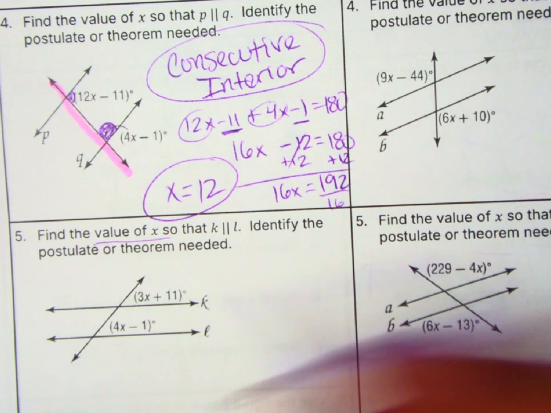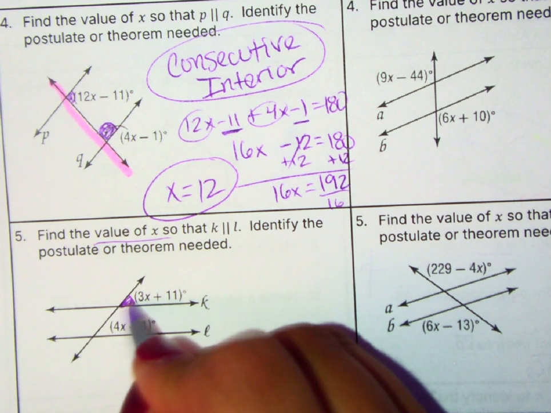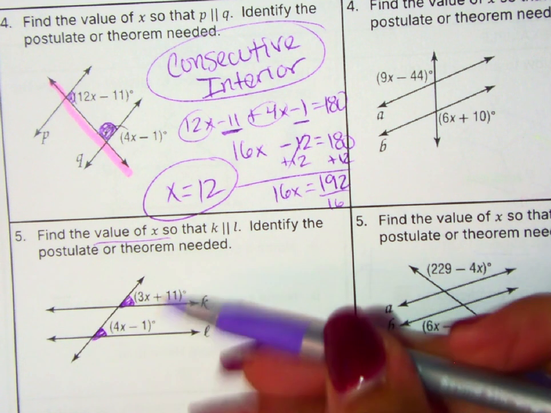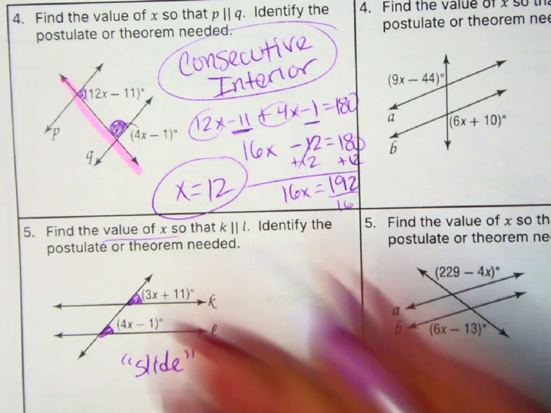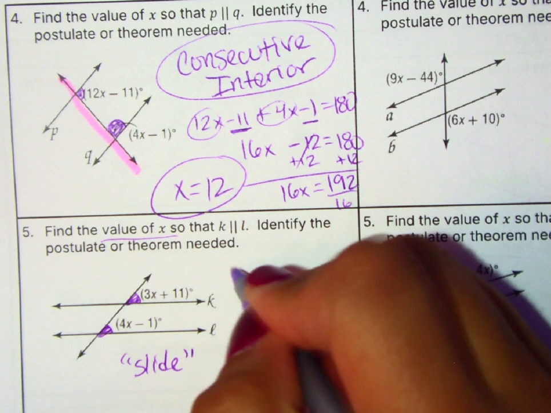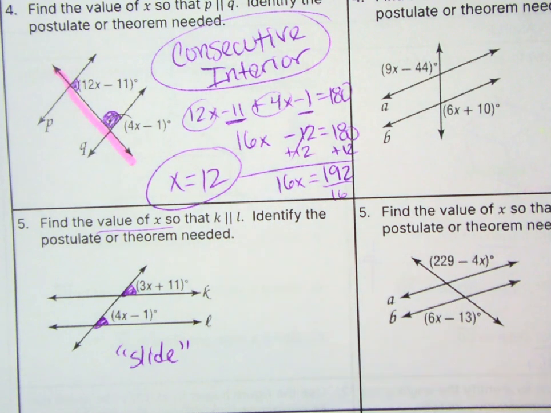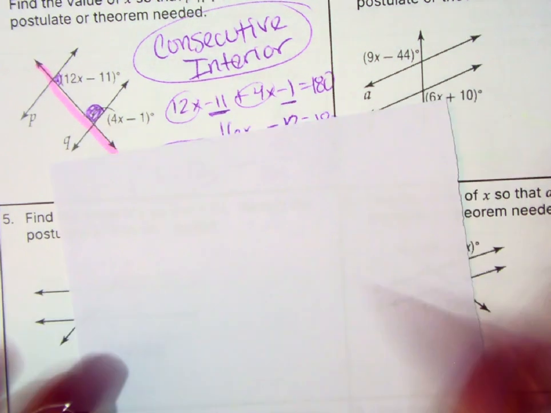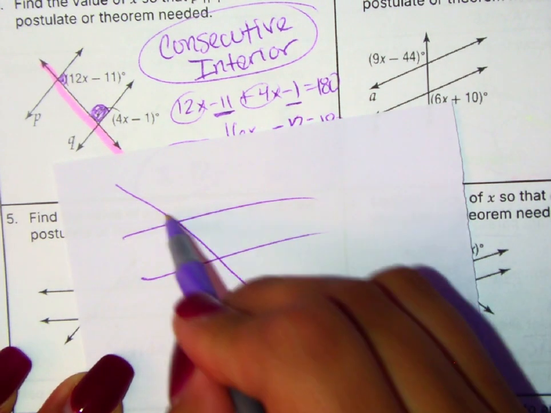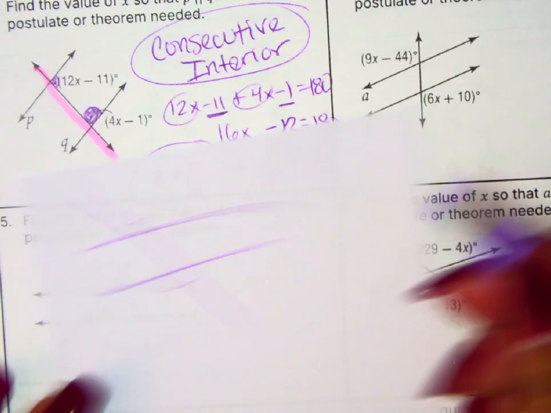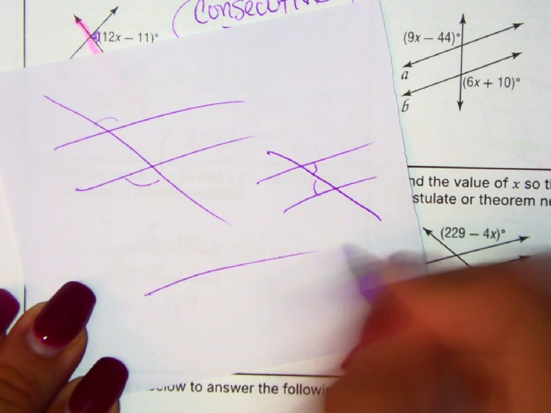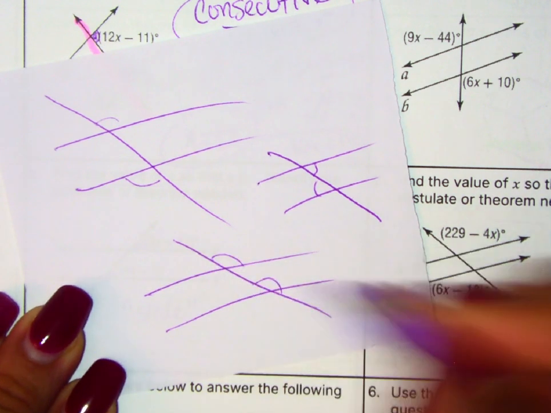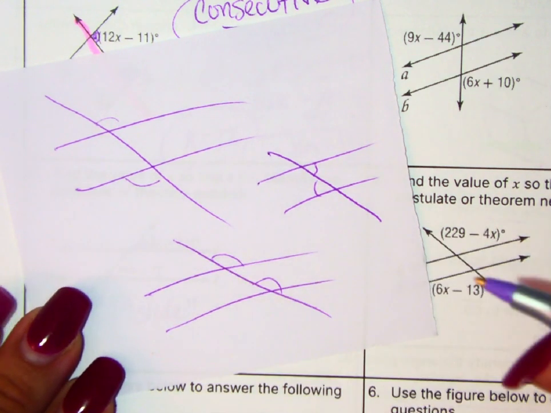Here, solve the value of x for these two angles. So these two angles seem to just slide. So anytime you have the word slide in your head, it's corresponding. If they are corresponding, you need to remember that anytime you have alternate exterior, alternate interior, along with corresponding, those are all congruent. They're all the same size.